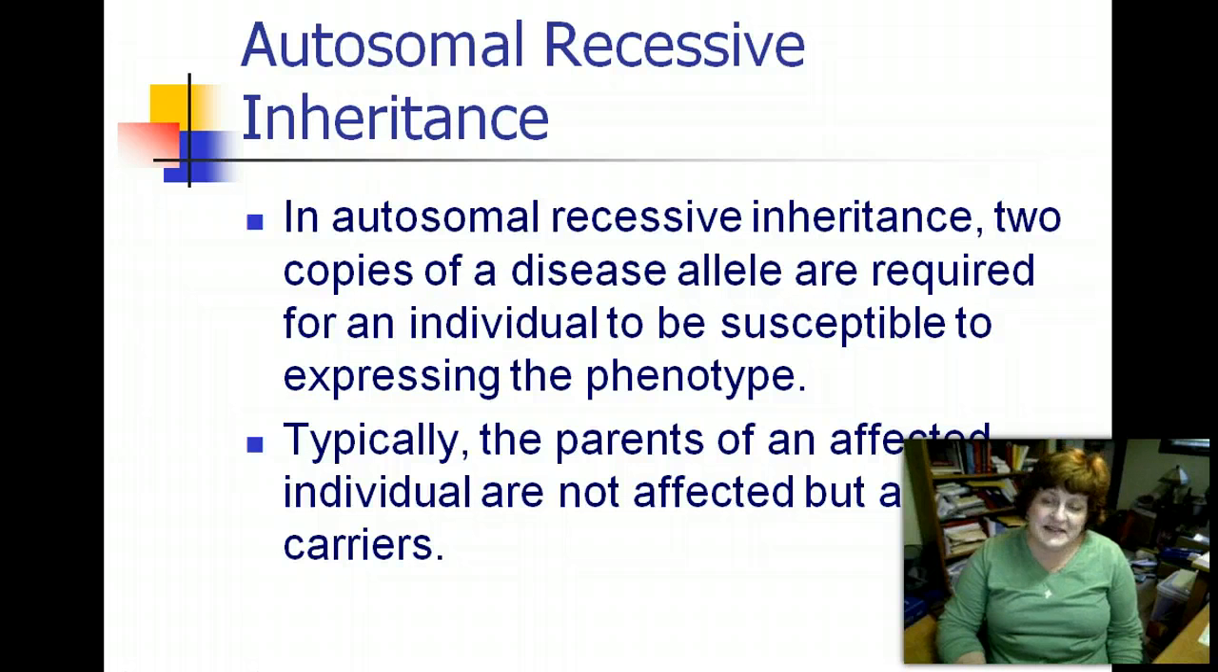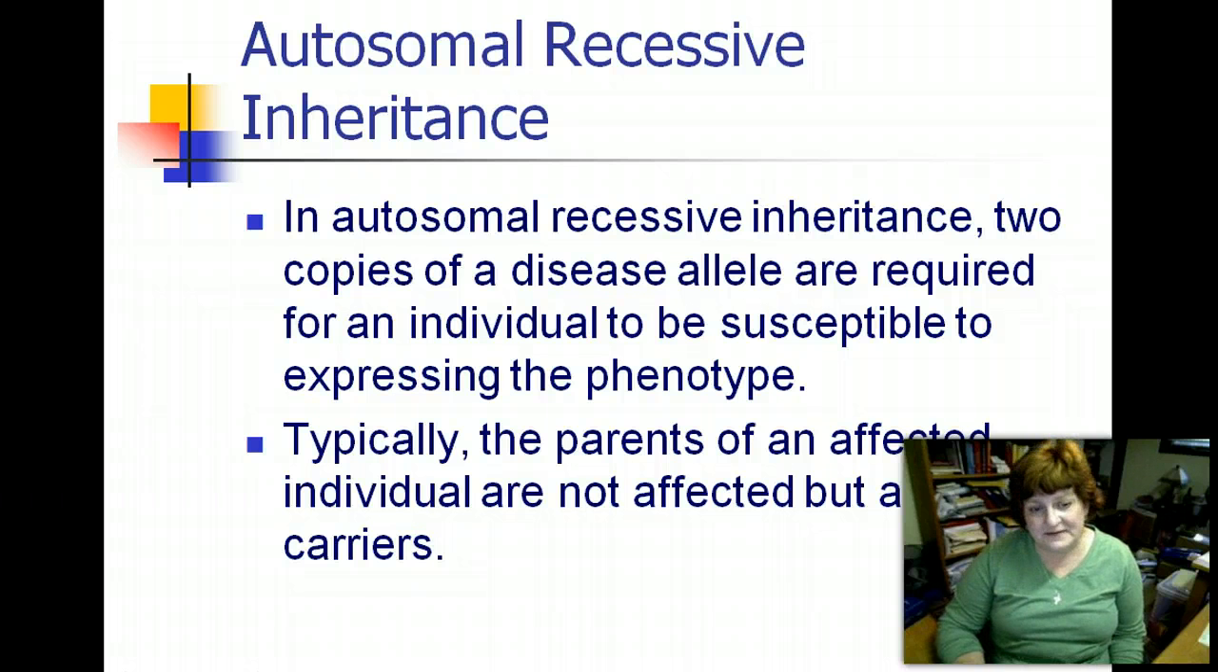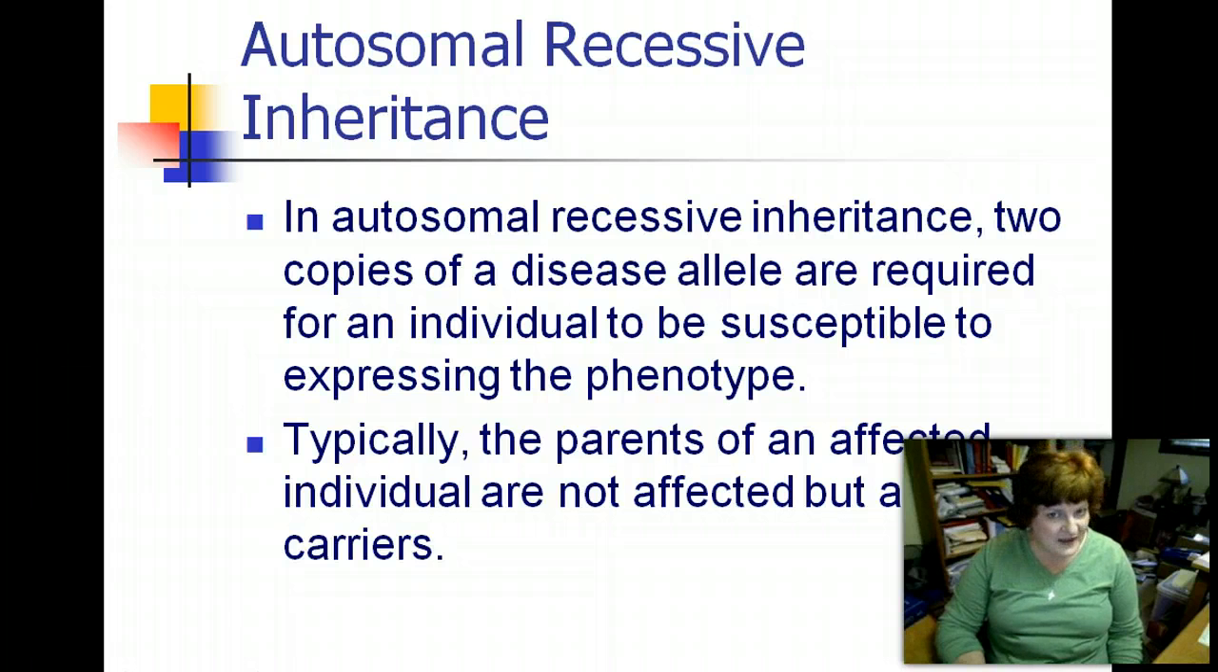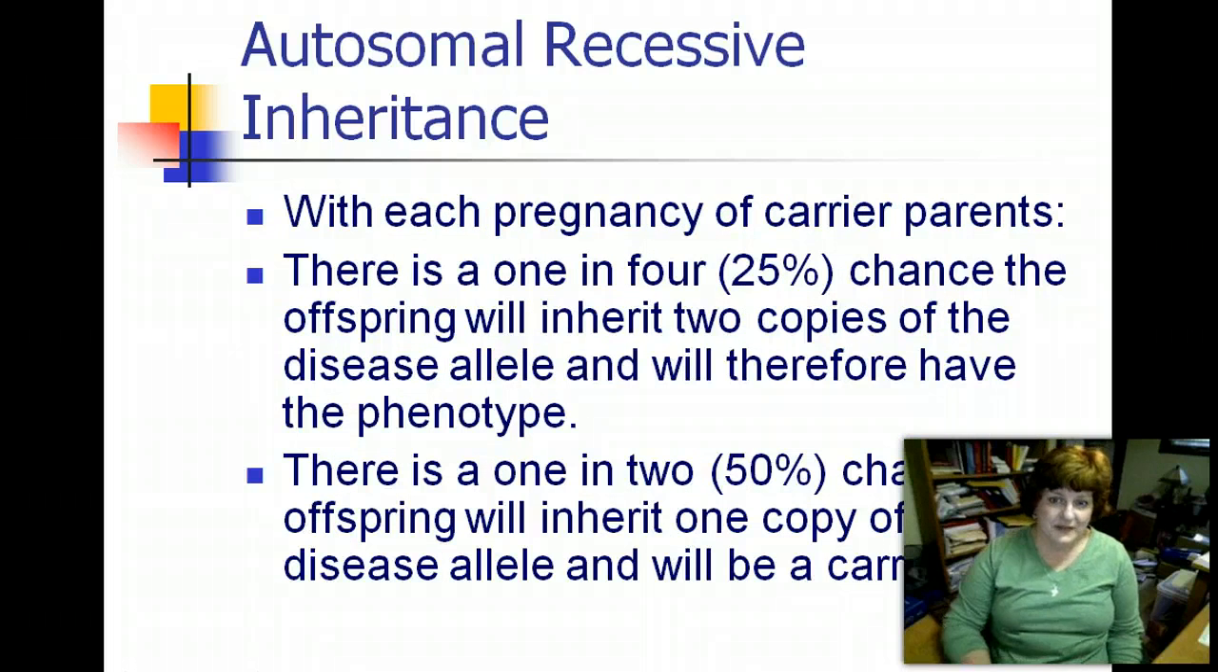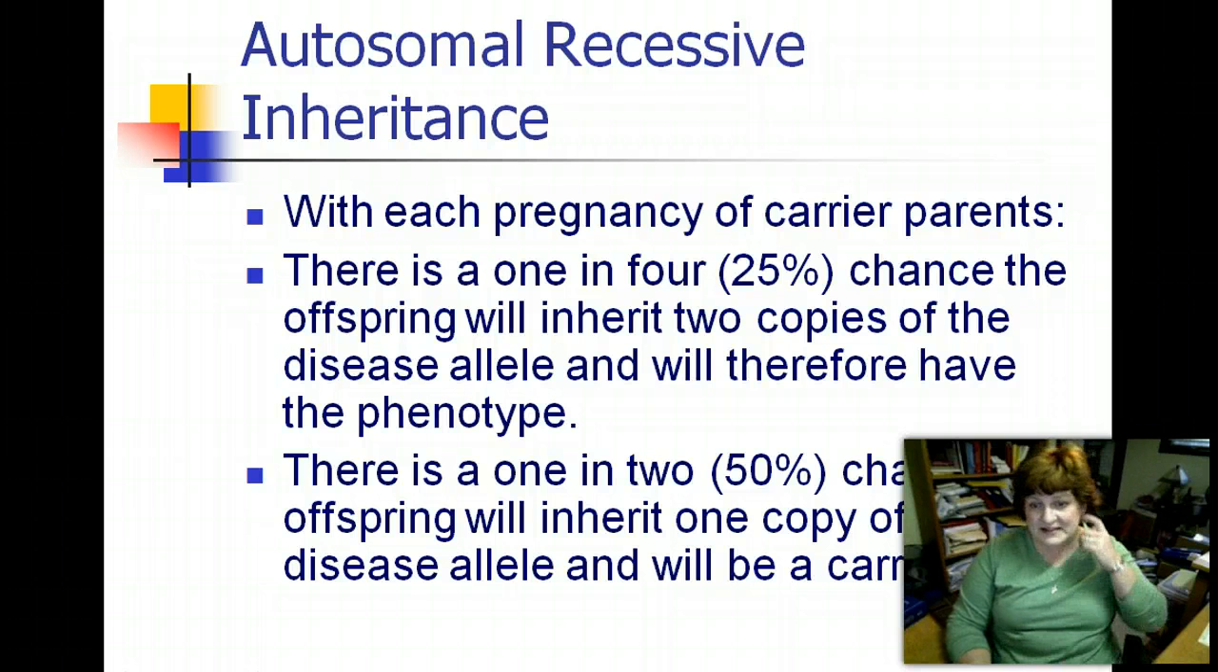In autosomal recessive inheritance, 2 copies of the diseased allele are required for the individual to be susceptible for expressing the phenotype. Typically, the parents of an infected individual are not infected themselves, but they are both carriers. With each pregnancy of carrier parents with autosomal recessive inheritance, there is a 1 in 4 chance, or 25%, that the offspring will inherit both copies of the diseased allele and therefore have the phenotype.